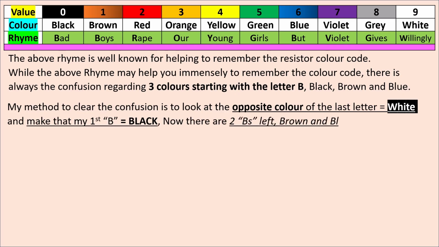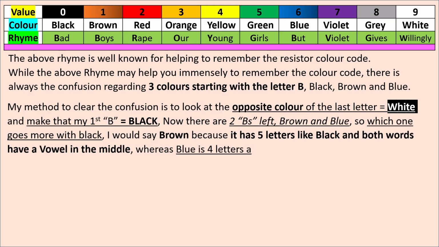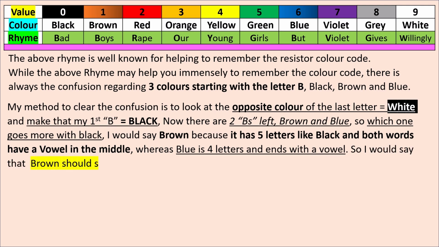Now, there are still 2 B's left, brown and blue. So which one goes more with black? I would say brown, because it has 5 letters like black, and both words have a vowel in the middle, whereas blue has 4 letters and ends with a vowel. So I would say that brown should stand next to black. That sorts out the B's.